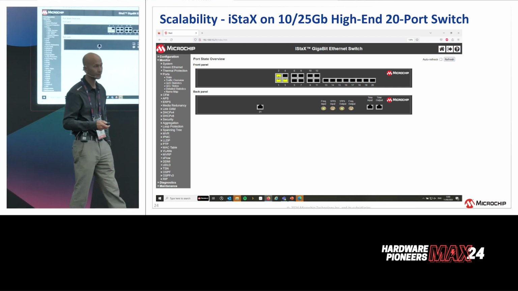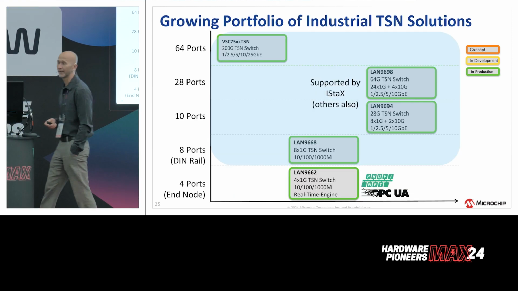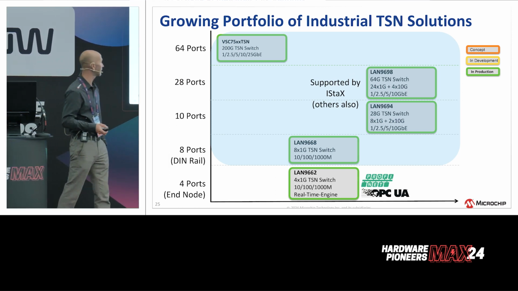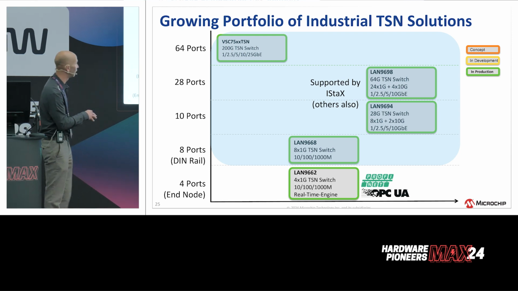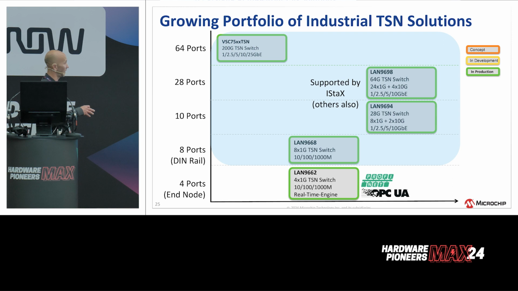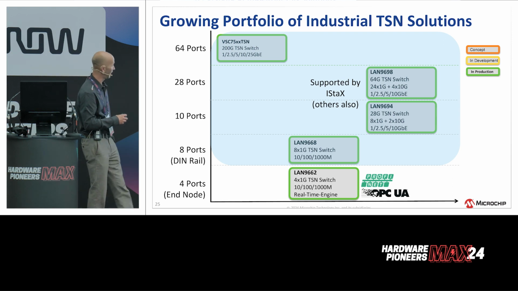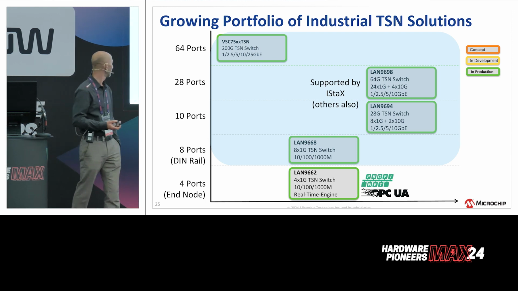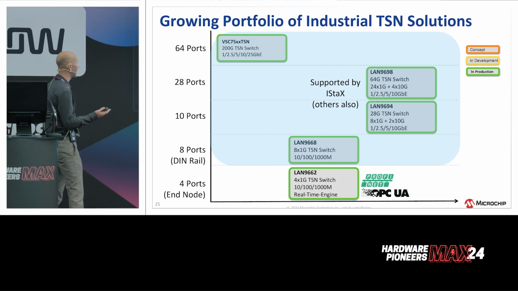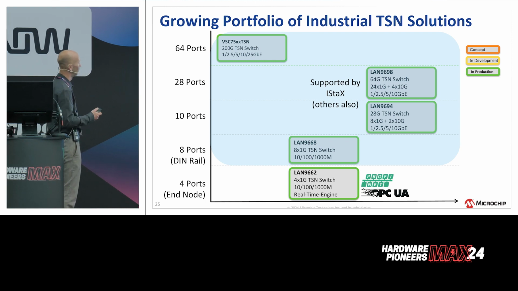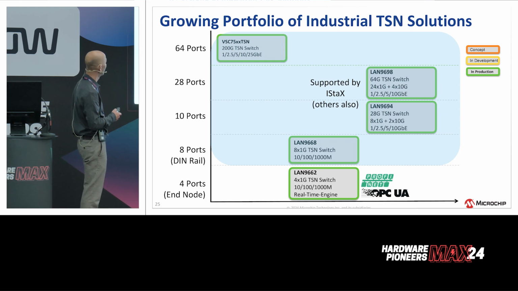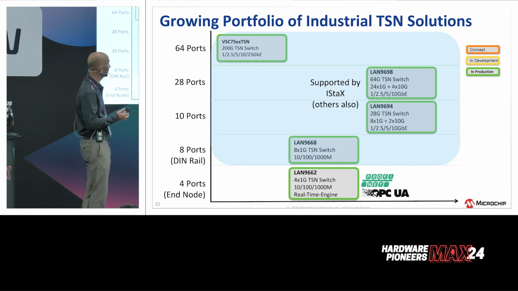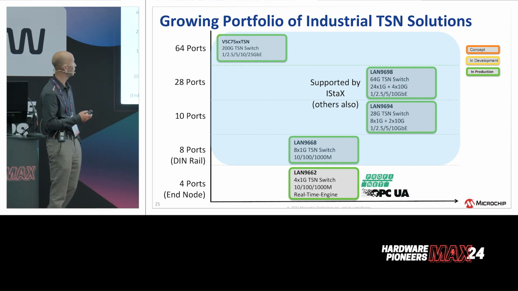So I'm just going to see where we are in the slides. Perfect. So this is where we're looking at the portfolio of parts. I'll start at the bottom. We've got a 4-port 1 gigabit time-sensitive networking switch, so 10, 100, 1000 meg ports with a real-time engine. That will support things like Profinet and OPC UA. We then move up a level to the 8 port DIN rail switch, or to be honest, the form factor can be whatever you like. We then move up to 10 ports. This is where we add 28 gig TSN switching with 8 1 gig ports and 2 10 gig ports.